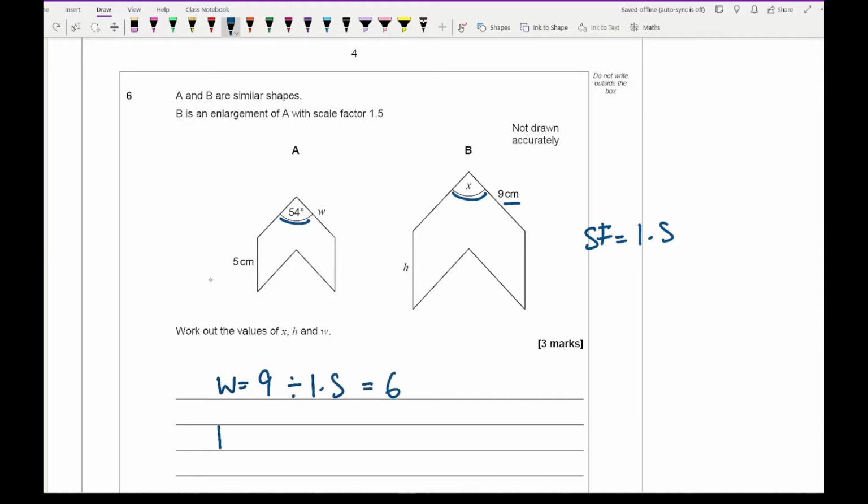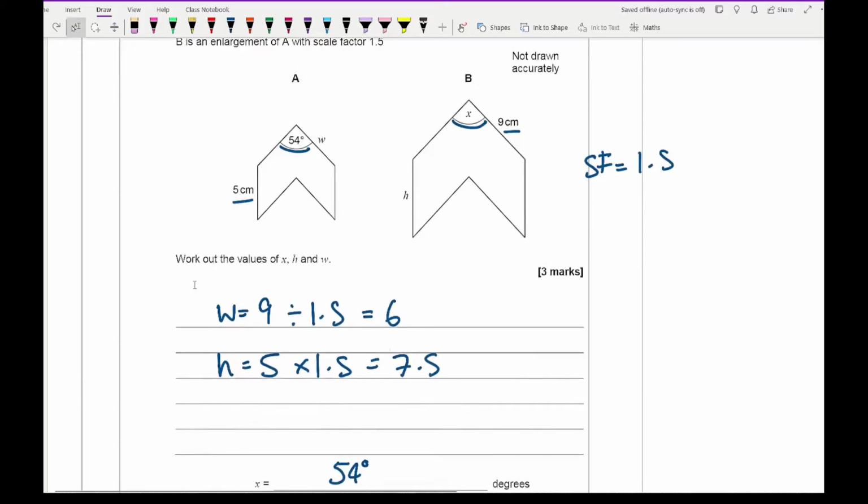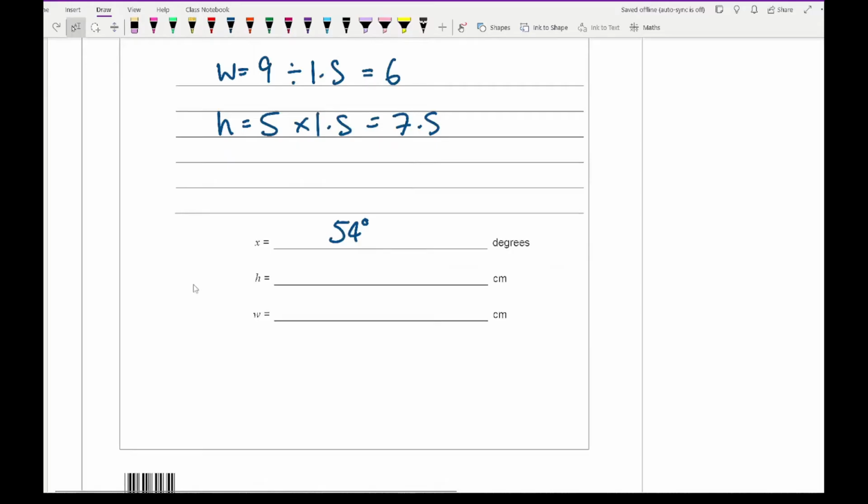And then for H, I'm going for the corresponding side, which I know, which is 5, and this time I'm going from small to big, so I multiply it by 1.5, and that gives me an answer of 7.5. So there I've got my values of W and H. So I just write that in. So I've got 7.5 and 6.